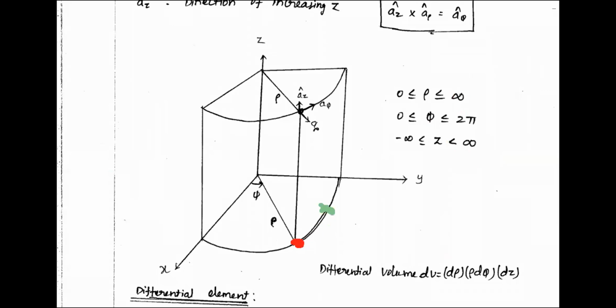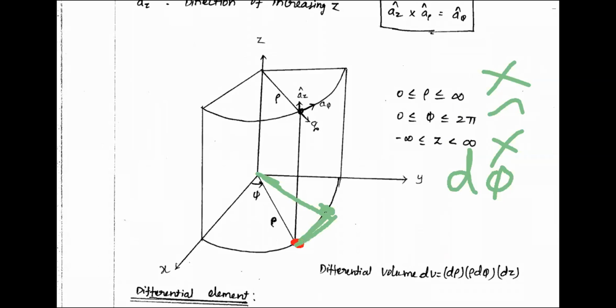What is not changed? Definitely z is not changed. Rho is not changed. But what is changed? My phi is changed. A little bit of phi extra I went. Let me take d phi. Initially I was at phi, now I added d phi. Now my angle change is d phi. Once I change the angle, what arc length do I get? That is the important thing. The arc length is rho d phi.